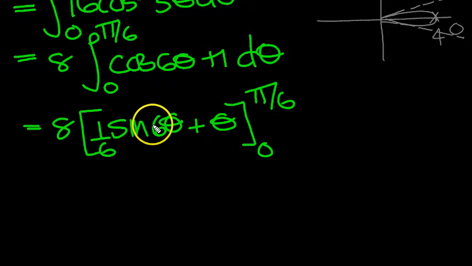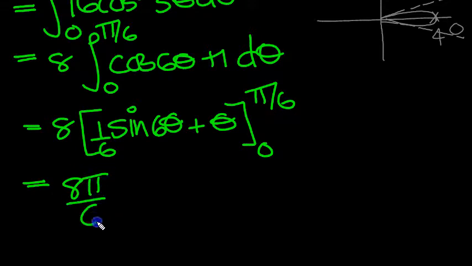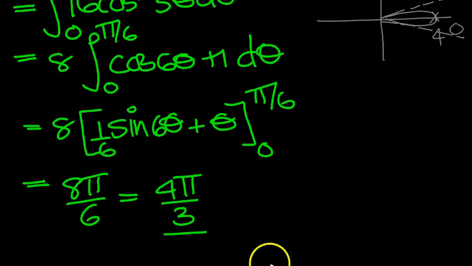This will be 0, won't it, because you get sine pi, and this will be 0 because sine 0 is 0. So the only non-zero terms that come out are from the theta, and this one's going to be 0, so we simply can put the top value in the theta and write 8 pi over 6, which equals 4 pi over 3 units squared.